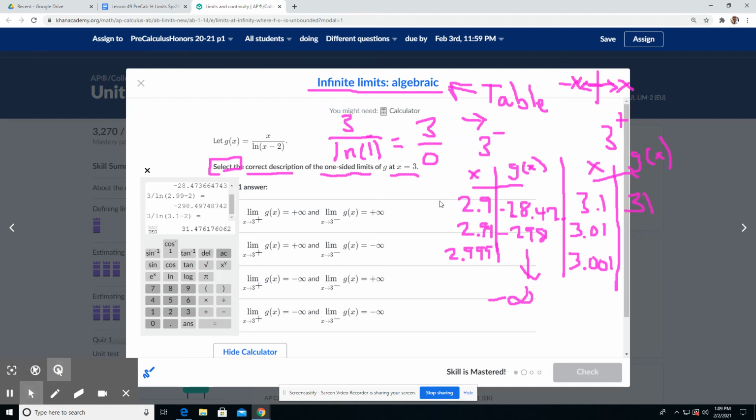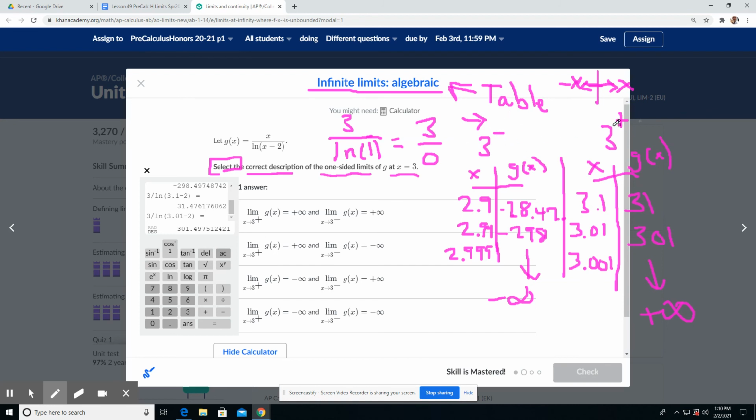I have a feeling positive infinity. 3 divided by natural log of 3.01 minus 2 in parentheses gives 301. Yep. Where's this one going? Positive infinity. So you just have to take the time to plug in your values into the table, getting closer and closer from each side.